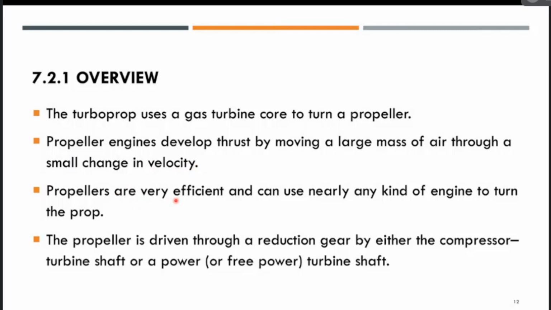The propellers are very efficient and can use nearly any kind of engine to turn the prop, and the propeller is driven through a reduction gear. Why do we need a reduction gear? Because the revolution per minute, the RPM, of the propeller will not be the same as that of the compressor and the turbine. So we have a reduction gear driven by either the compressor turbine shaft or a free power turbine shaft, depending on the design of the turboprop engine.